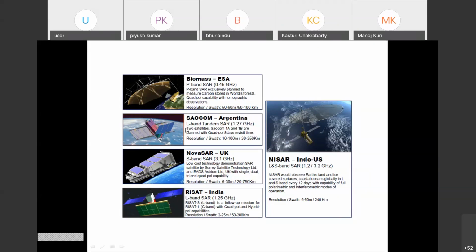And again, L-band data also we are going to get. Then S-band also we are going to get, and RISAT is an Indian satellite. And important is NISAR, the Indo-US collaboration, where we are going to get L-band and S-band data sets. So in future, all this will be very, very useful for SAR-based studies.